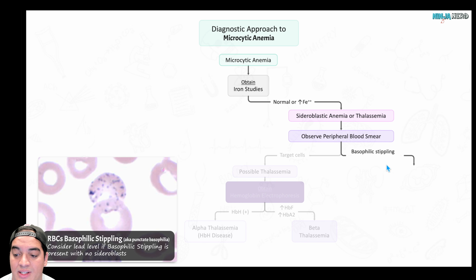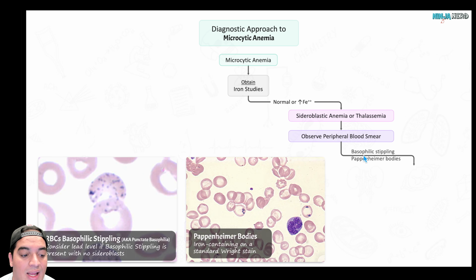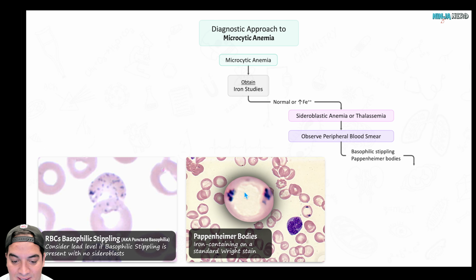Another finding that's really suggestive of sideroblastic anemia is Pappenheimer bodies, which are these iron-containing stains that you can see on a standard Wright stain. They're all these little guys right there. So you see these right there. These are very, very highly suggestive of Pappenheimer bodies. All right, so if I have sideroblastic anemia, I'm highly suggesting that it's probably this.